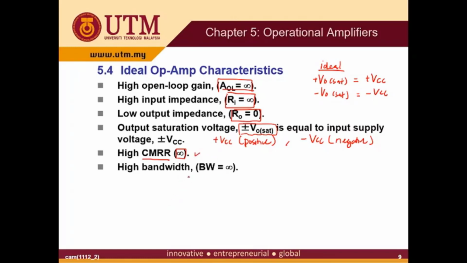Then the last one is high bandwidth. The high bandwidth refers to the operational frequency, whether it can process a wide range of input signals: low frequency, high frequency, or moderate frequency signals. Ideally, the bandwidth is infinity.